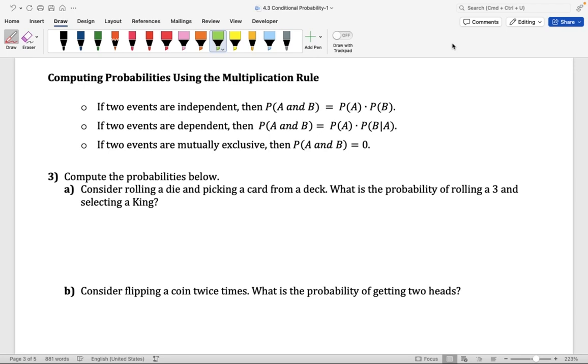The last thing we're going to do in this lesson is talk about how to compute probabilities using the multiplication rule. First, let me introduce you to the multiplication rule. Here's the first thing that you should know about the multiplication rule. The multiplication rule is used to find the probability of A and B. The probability of A and B can be computed in different ways.